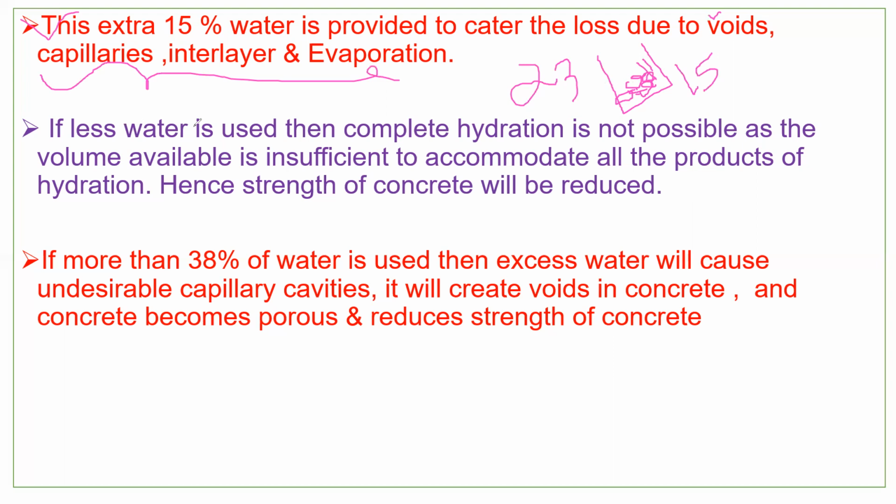So if less water is used, then what is going to happen? The complete hydration is not possible, as the volume available is insufficient to accommodate all the products of the hydration. Hence, the strength of the concrete will be reduced, right? And let us say you're using more than 38% of water, then excess water will cause undesirable capillary cavities. It will create voids in the concrete, and concrete becomes porous, and it reduces the strength of the concrete.